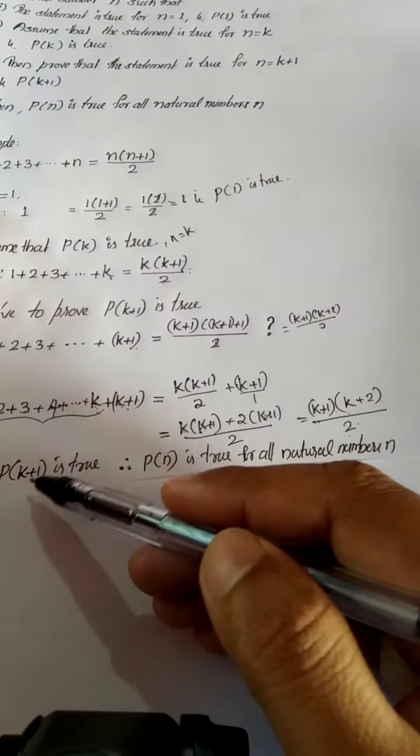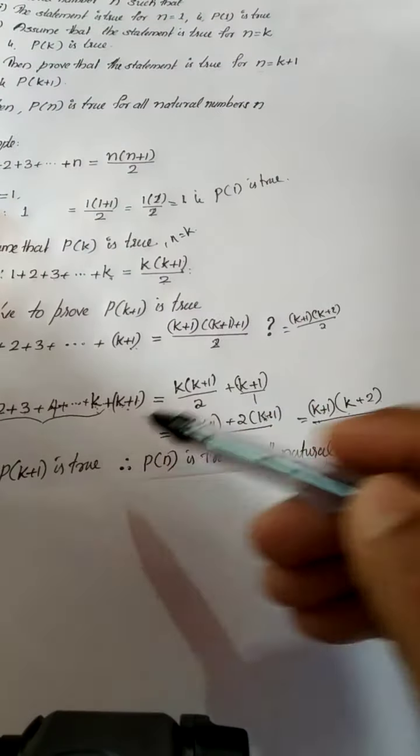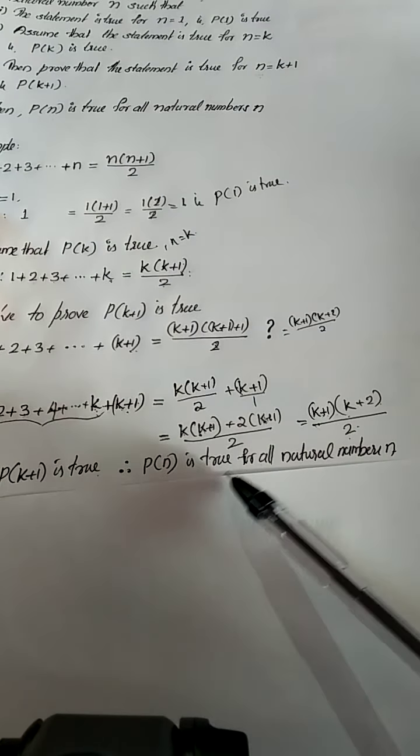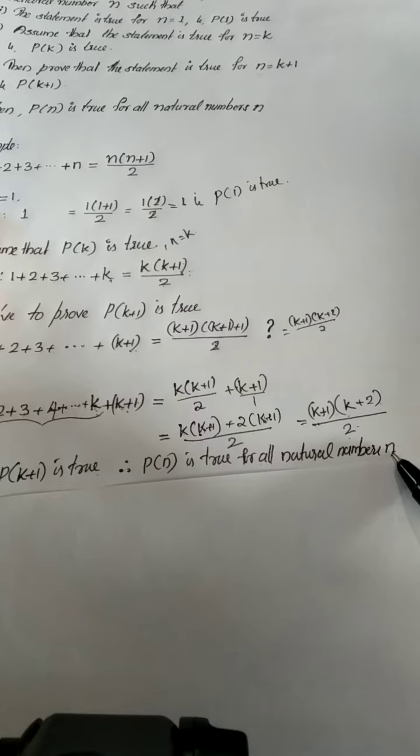So P of k plus 1 is true. We have verified this one. Therefore, P of n is true for all natural numbers n. By the principle of mathematical induction, we can say that P of n is true for all natural numbers n.